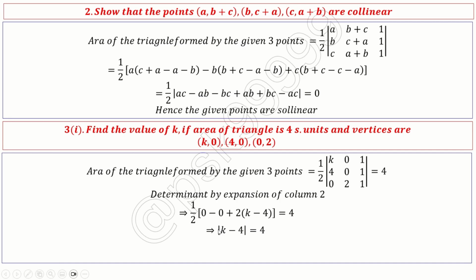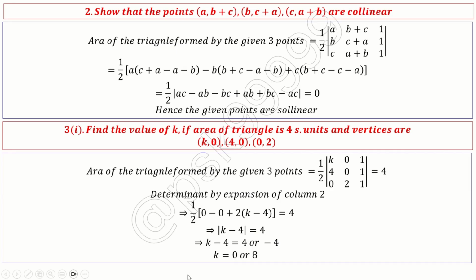This means very clearly you can say k is 8, but k is 0 also possible, because if I remove the modulus, k minus 4 is equal to plus or minus 4, correct? k minus 4 equal to 4 or minus 4. So you have to take both the values and determine k. k is 0 or 8. Since (k, 0) is a coordinate, it can be either (0, 0) or (8, 0). Both the points give the same area.